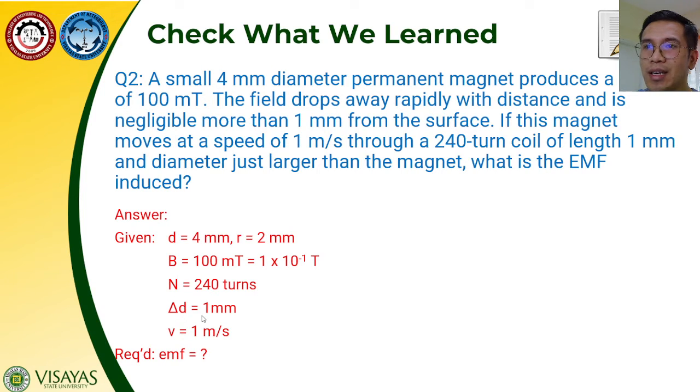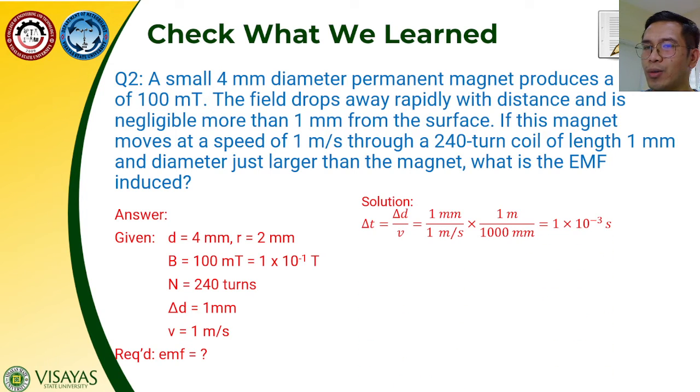Our delta D is 1 millimeter, as stated in the problem, and our velocity is 1 meter per second. Now, in our formula, we also have our delta T. We could compute our delta T using the velocity and our delta D, or the change in distance. Again, you may pause the video so that you can start solving on your own.